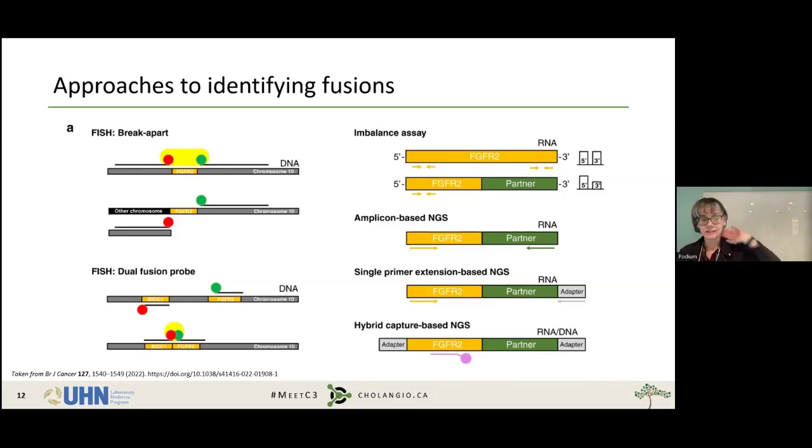The other way around is the one underneath where it says dual fusion probe. In those cases, you can make one probe to FGFR2, let's say the green one, and then you can make a probe that's in red to one of those partner genes. So in this case, it's to BIC1, because remember, BIC1 is one of the common partners that does this. So when you look at a normal cell, you'll see a red and a green because they're far apart from each other. But when the fusion happens, they get together and now it looks yellow because those spectra are overlapping. So again, you can see it really easily by looking at cells.